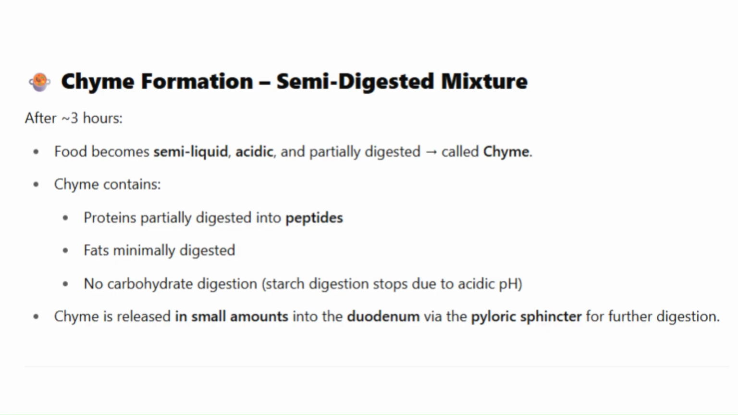Chyme formation. Semi-digested mixture. After 3 hours, food becomes semi-liquid, acidic, and partially digested, called chyme. Chyme contains proteins partially digested into peptides. Fats minimally digested. No carbohydrate digestion. Starch digestion stops due to acidic pH. Chyme is released in small amounts into the duodenum via the pyloric sphincter for further digestion.